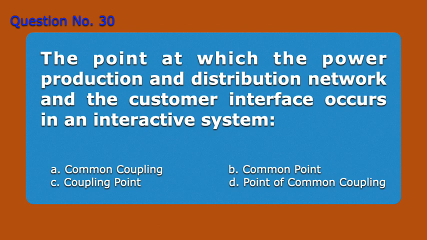Question number 30. The point at which the power production and distribution network and the customer interface occurs in an interactive system. A. Common coupling. B. Common point. C. Coupling point. D. Point of common coupling. Answer: D. Point of common coupling.